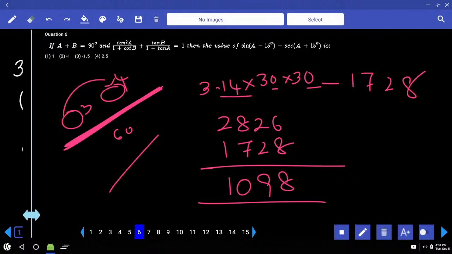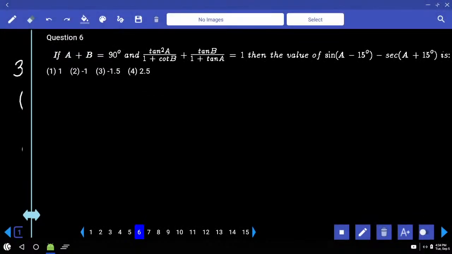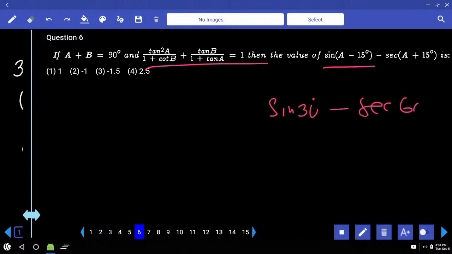Next, if a plus b is 90, tan square a by 1 plus cot b plus tan b by 1 plus tan a equal to 1, find sin a minus 45 secant a plus 15. So can you assume any values for a and b? 45 will satisfy this equation, isn't it? 1 by 2 plus 1 by 2 will give 1. So obviously this will be sin 30 minus secant 60, isn't it? Sin 30 is 1 by 2, minus secant 60 which is 2, that is minus 1.5.